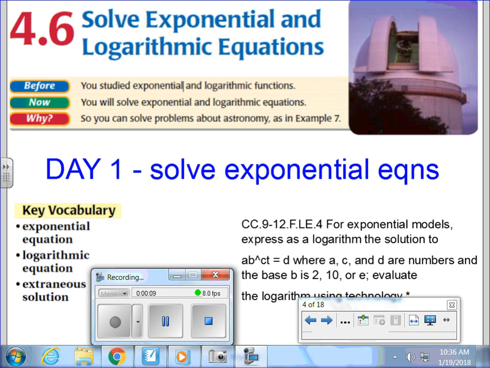We're doing 4.6 day 1, and we're going to learn how to solve equations using logarithms.